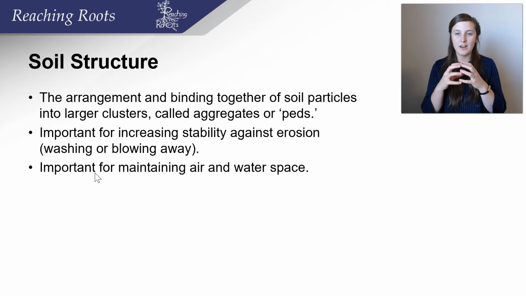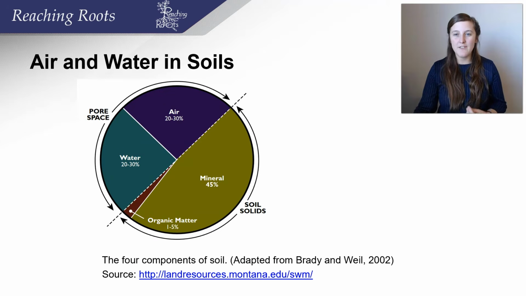And these aggregates are important for maintaining air and water space. In your soil, you want space for air and water, or else the plants won't be able to access those really important tools for growing. When you have healthy soil, you have this ratio. You have air space around 20 to 30%, you have water space usually around 20 to 30%, and you have minerals around 45%, and you have this very small portion, but it's critical, which is the organic matter, somewhere between 1 and 5%. These ratios are incredibly important to maintain.